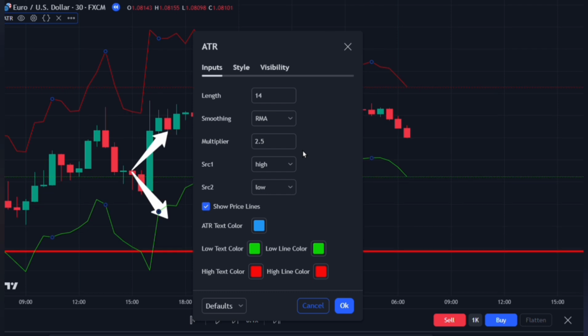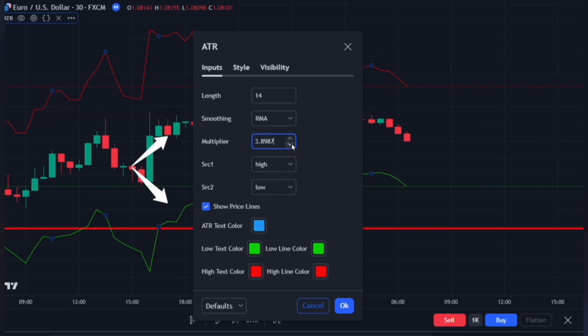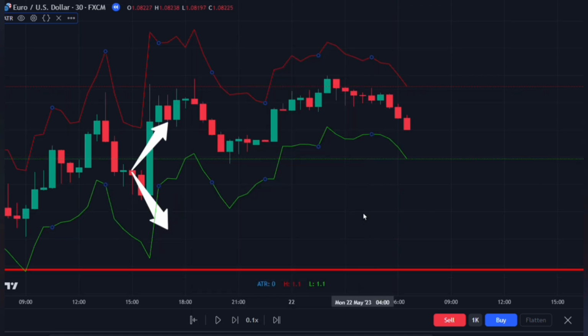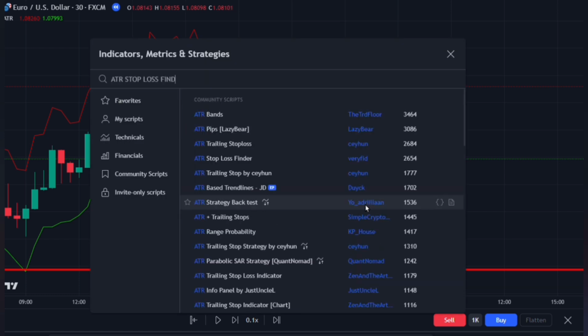Imagine, if you will, the desire to set your stop-loss at precisely 1/8 times the value bestowed upon us by the ATR. Fear not, for it is an effortless endeavor to implement any number or fraction of your choosing. So I implore you, dear traders, to proceed forthwith and introduce the ATR stop-loss finder by Verifit.